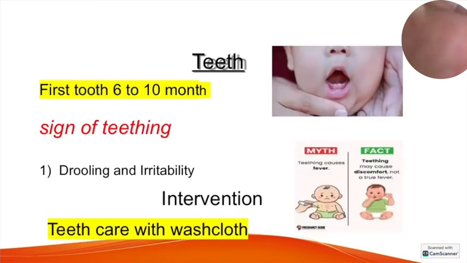Now coming to teeth. The first tooth typically erupts between 6 to 10 months and the lower central incisors are first, with 6 to 8 teeth in the first year. Signs of teething are basically the tooth dropping through the gums. This can be very irritating to the infant. So we often see drooling and irritability. As an intervention, we always do teeth care with washcloths.